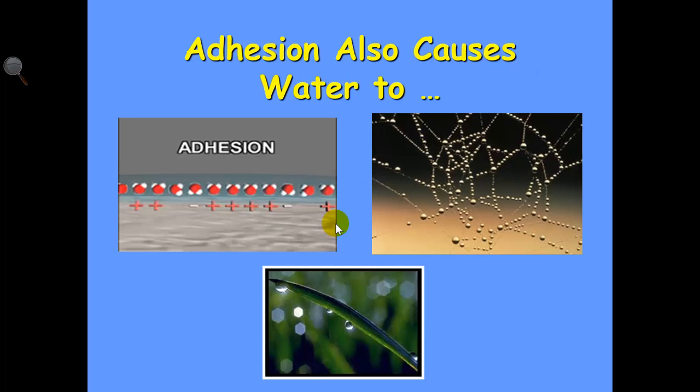Adhesion causes water to do other things too. If you look on the left, you see how the water molecules are lining up. Over on the right, that's a spider web where you see the water molecules attaching to the spider web, kind of beading up together, so the water's hanging together on the other substance. And then down at the bottom, you have a leaf where water is dripping, but it beads up into a little ball on the leaf. That's because of adhesion.